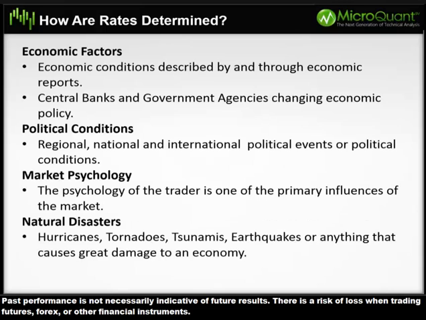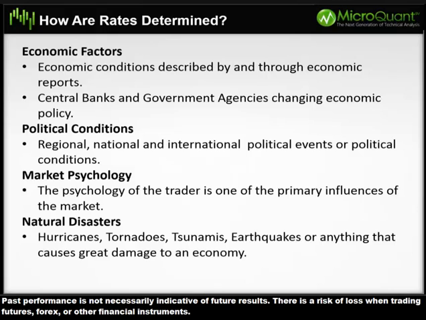Rates are determined by a multitude of things here. Economic factors are one of them. They are described by and through economic reports, and central banks and government agencies changing economic policy. These are things like your GDP reports, retail sales, interest rates, employment figures, that sort of thing.